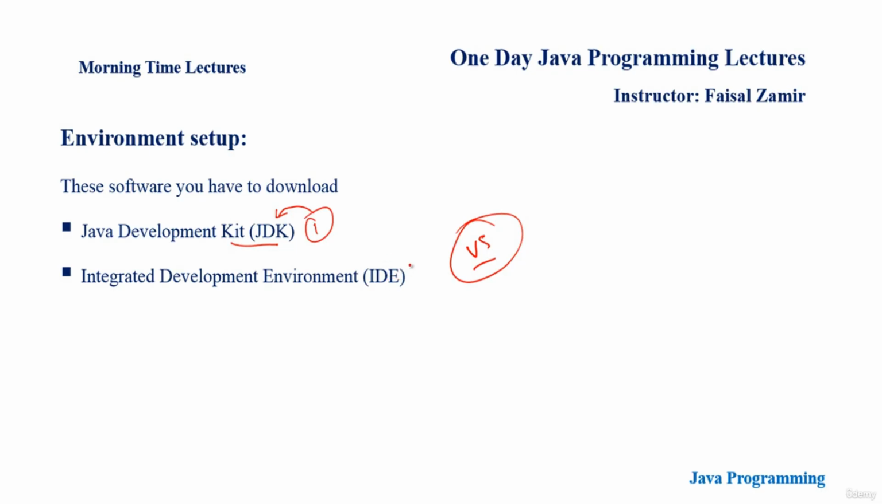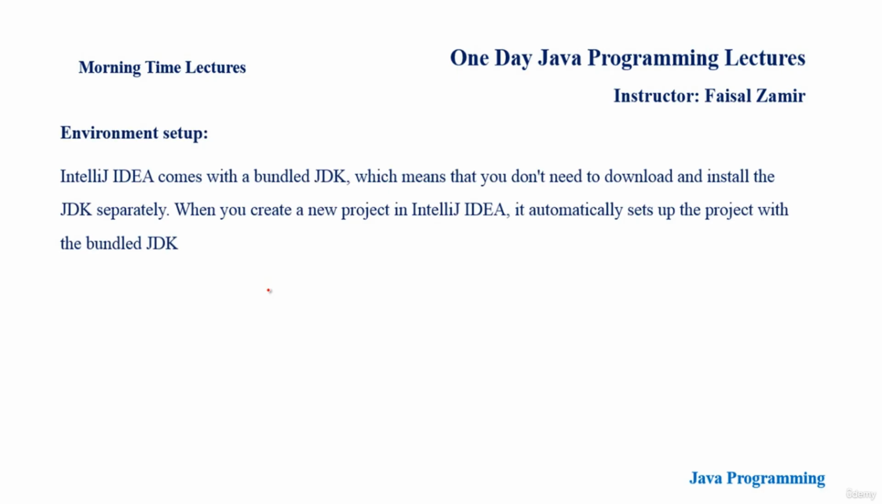Another point is that you have to download only one software, and you do not need to download an extra Java Development Kit or any other IDE. That is the IntelliJ IDE. When you download this IntelliJ IDE, it comes with a bundled JDK, which means that you do not need to download and install JDK separately. When you create a new project in IntelliJ IDE, it automatically sets up the project with the bundled JDK.